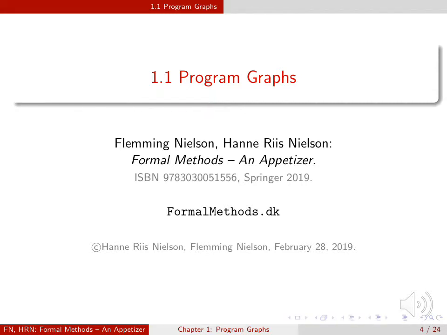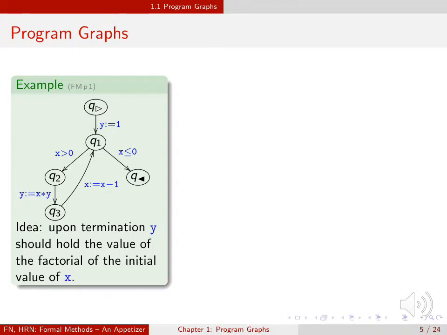We now introduce program graphs, a special kind of directed graph that describes the control structure of programs. Here we have an example of a program graph. There are 5 nodes. The one at the top is labeled Q open triangle and is called the initial node.